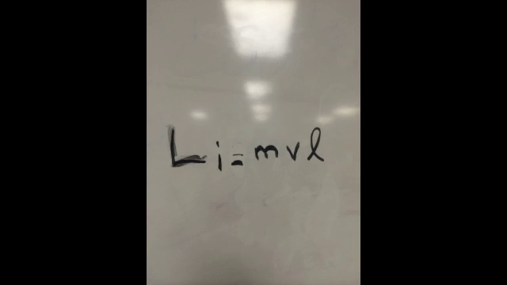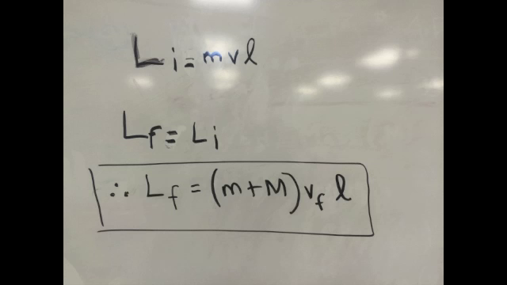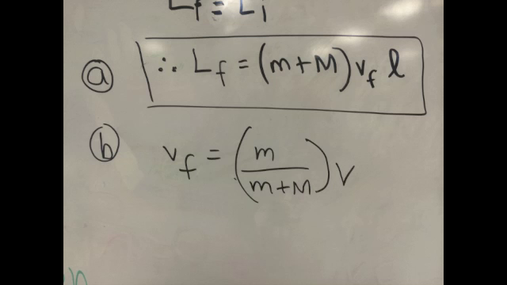Angular momentum, capital L, is given by the equation mass times velocity times length. The conservation of angular momentum tells us that the final angular momentum will be equal to the initial angular momentum. Therefore, L final is equal to the total mass of the bullet block system, lowercase m plus capital M, times the final velocity of the bullet block system times length. That was the answer for part A.